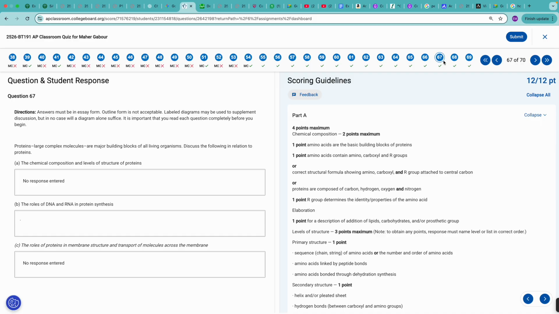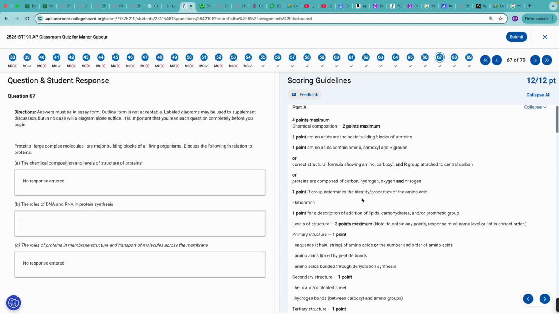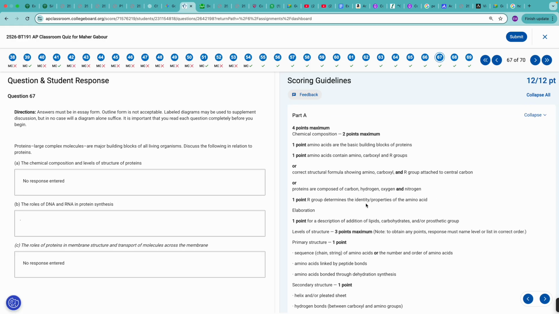Okay, so basically all you have to say is 4 points. Wow. You have to say a lot. Okay, so obviously the chemical composition is amino acids. They're the basic building blocks of proteins. The other point, the amino acids contain amino carboxyl, or correct structural formula showing amino carboxyl, or proteins are composed of carbon, hydrogen, oxygen, nitrogen.